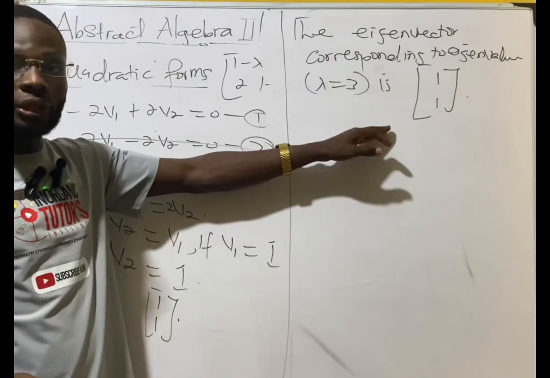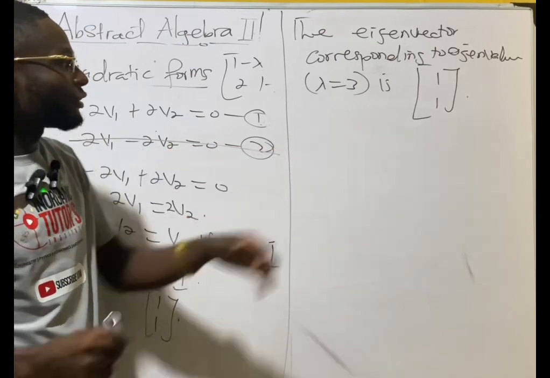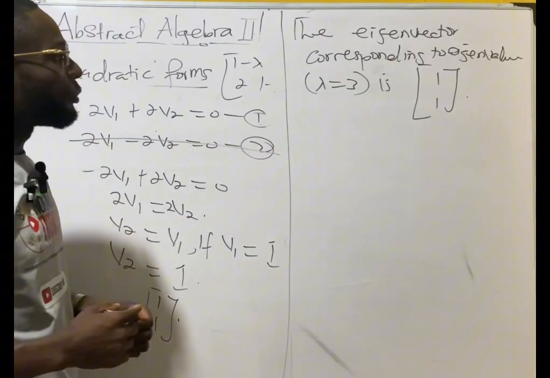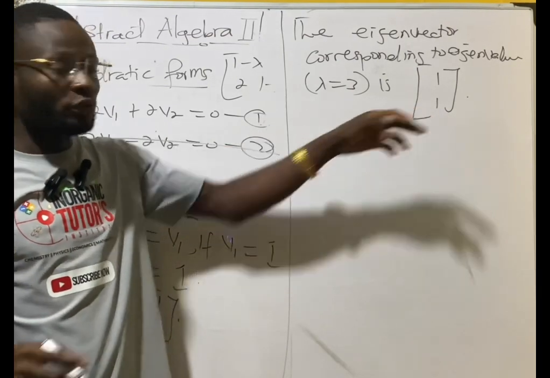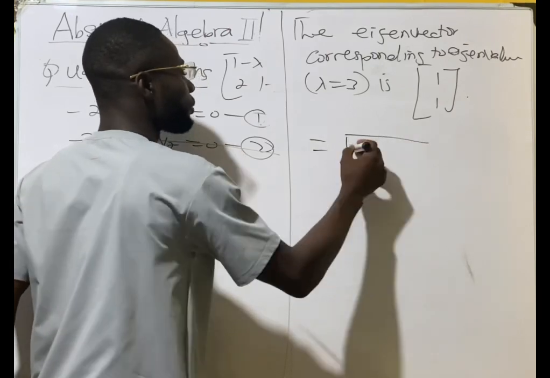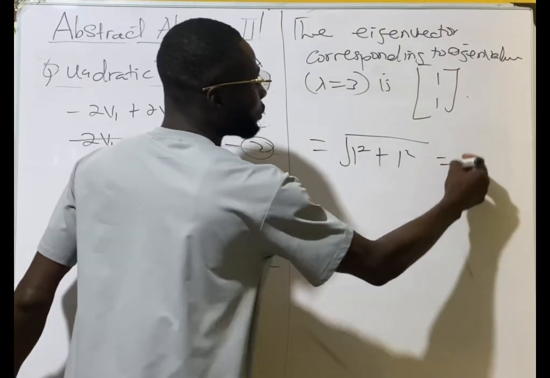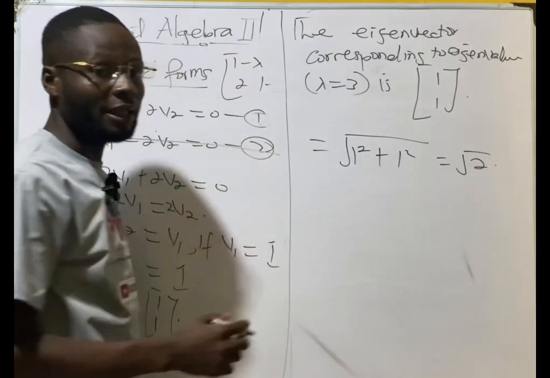So what do we need next? We need to normalize this eigenvector, right? So to do that, we find the magnitude of this result. So the magnitude of this is going to give us what? Square root of 1 squared plus 1 squared, right? So we're going to have what? Square root of 2, right?